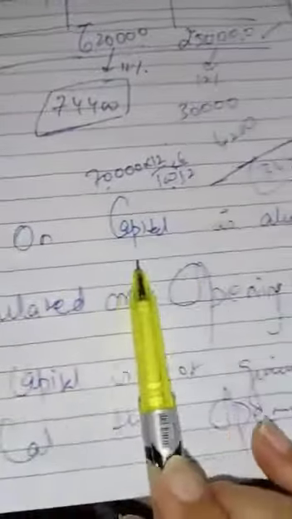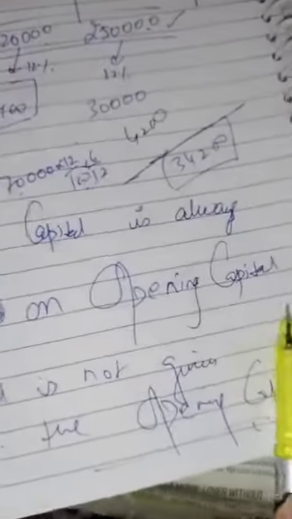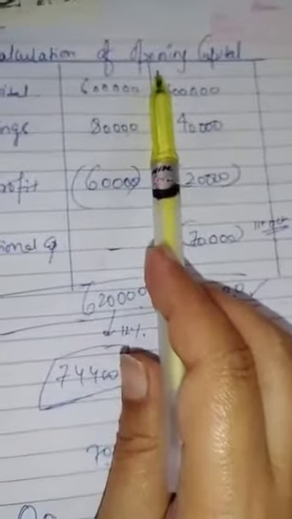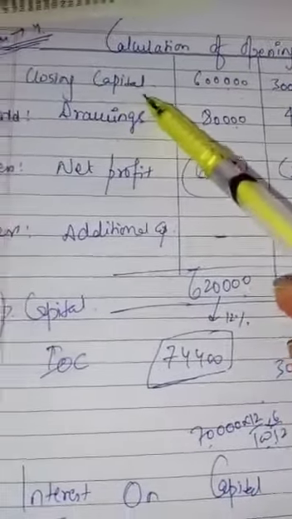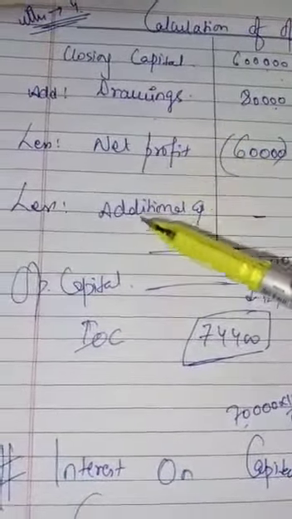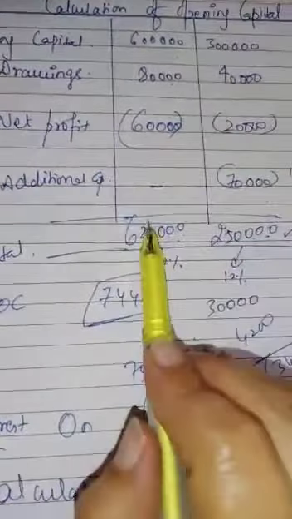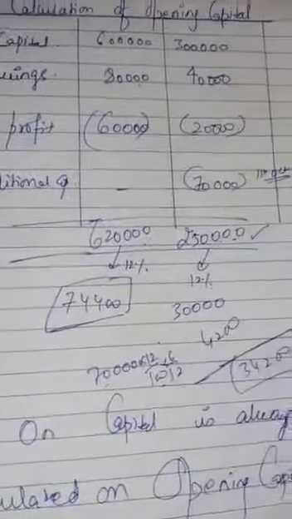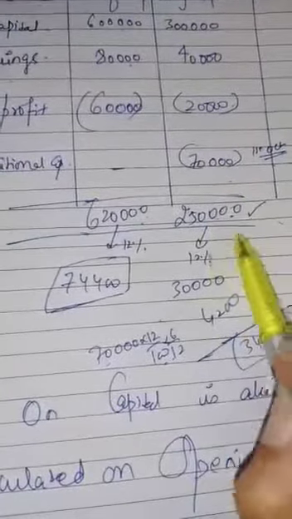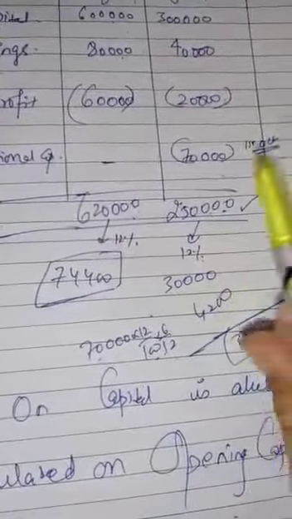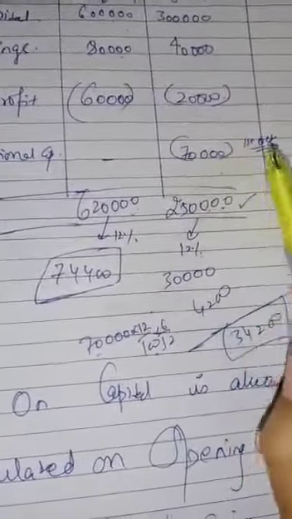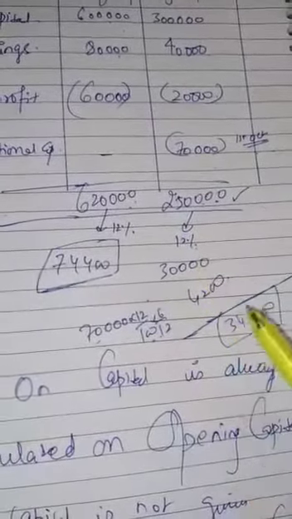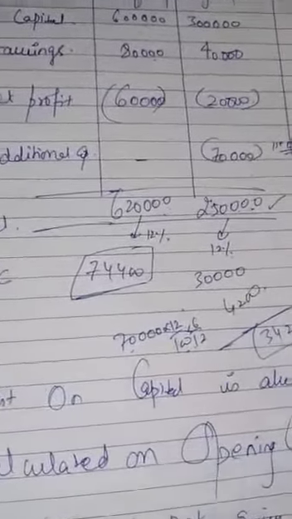Beta ji, in this question, interest on capital is always calculated on opening capital. If closing capital is given instead of opening capital, first of all we have to calculate the opening capital. And how will we calculate the opening capital? Closing capital plus drawings minus net profit and minus additional capital. He has just invested opening capital, nothing in addition. So 12% of 620 is this interest on capital. Initially he invested 250. 12% of 250 for the whole year is 30,000, and on 70,000, 6 months interest will be charged. 12%, 6 months, 4,200. So total interest on capital will be 34,200. Thank you for watching.